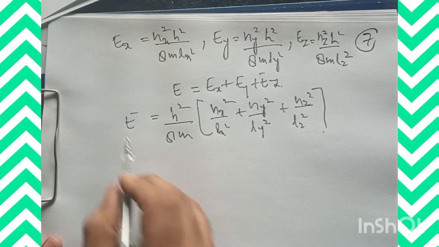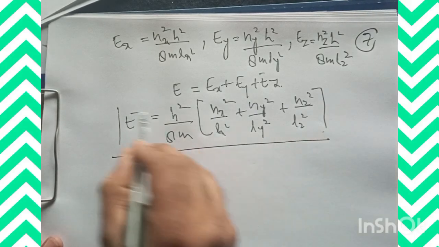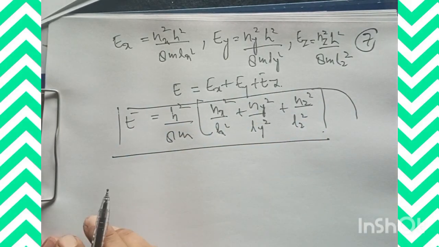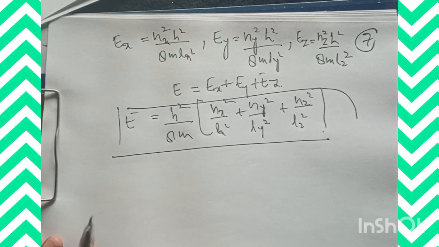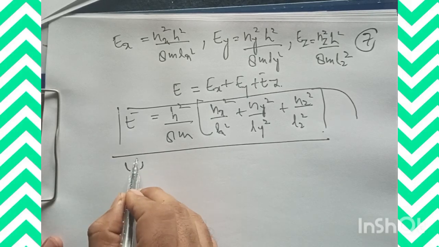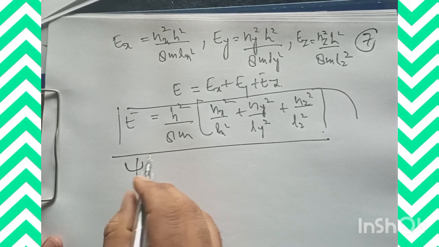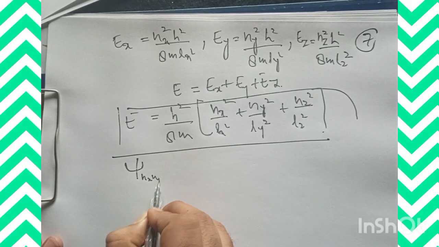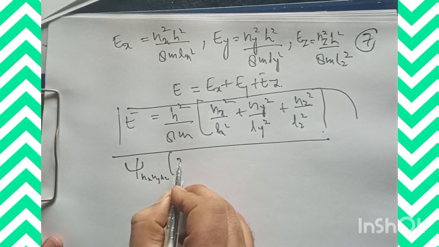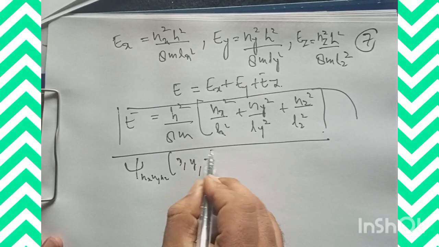And we can write down the wave function. We can write down the wave function for this whole three-dimensional box, for this particle in this three-dimensional box. And that wave function is what? That is psi, which is basically the function of this nx, ny, and nz as x, y, and z.